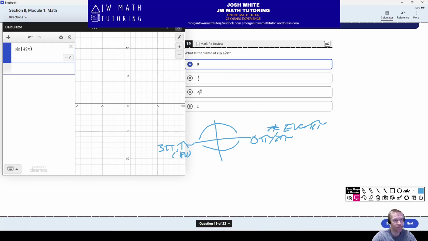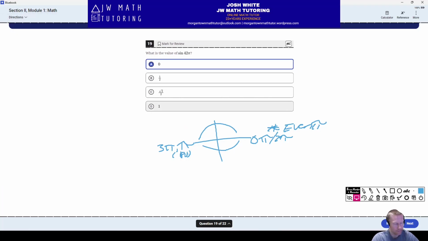Literally just type it in, 5 seconds, get the answer. If it wasn't 0 and it wasn't 1, say it was a fraction, then you'd have to just see: is it equal to 1/2, which is 0.5, or is it equal to root 2 over 2? You could just type that in and see if it's the same value.